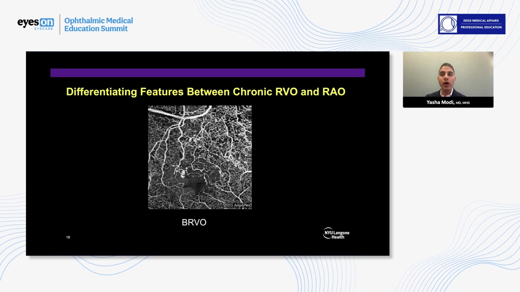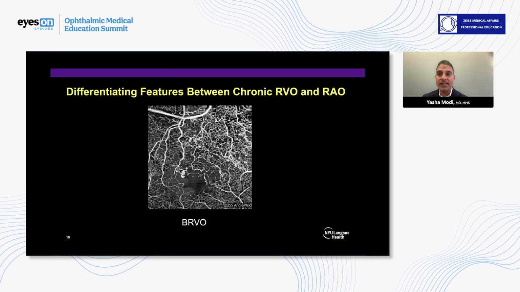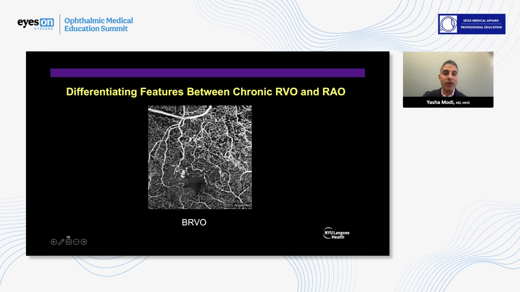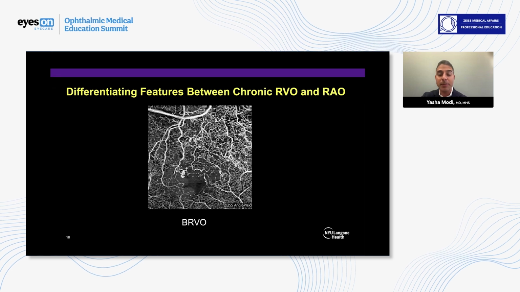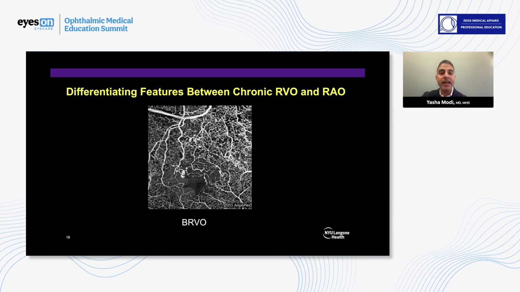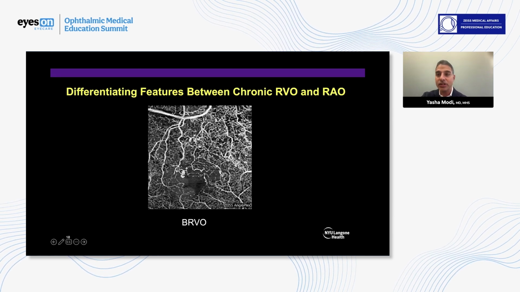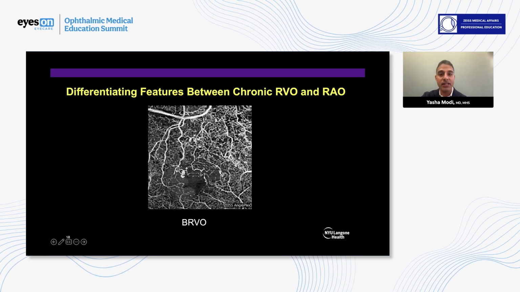So how do you use OCTA to differentiate between these entities? When you look at a BRVO, we can see that the classic hallmark feature of chronic BRVO, especially ischemic BRVO, is venous to venous anastomosis and vascular remodeling, which we can clearly see on the OCTA.